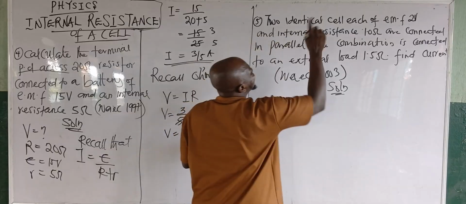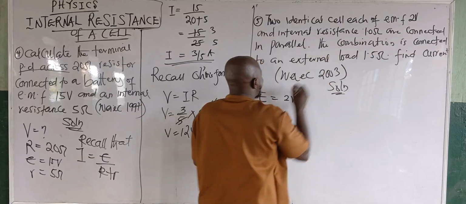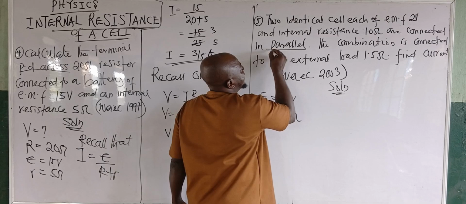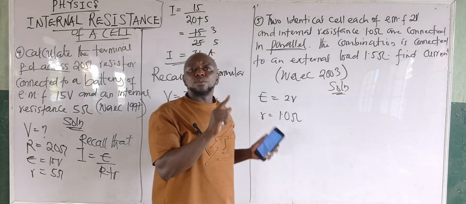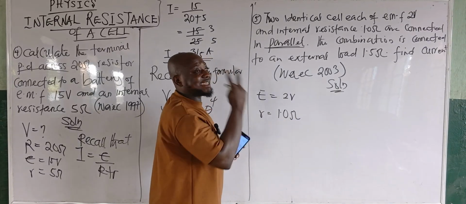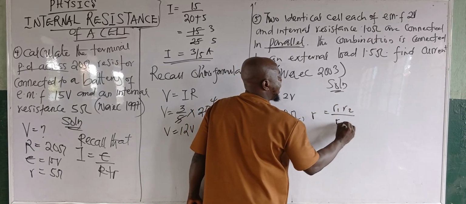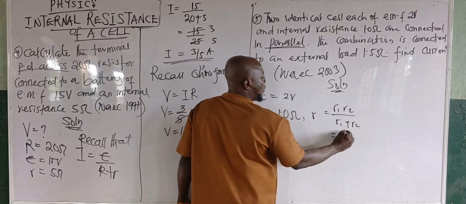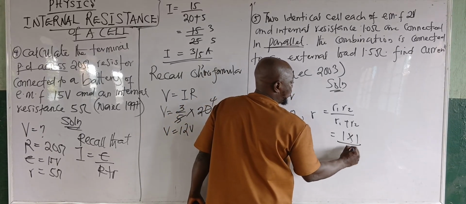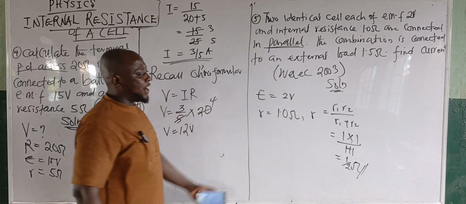So let's do this one now. They say two identical cells. EMF has been given to be this. They said it has an internal resistance of this. Because they said it's parallel, I told you how parallel cells work: your electromotive force still remains constant, but your internal resistance will change. We use this formula to change it: R1 R2 over R1 plus R2. So this will become 1 times 1 over 1 plus 1, which gives us 1 over 2. So this becomes my new internal resistance.